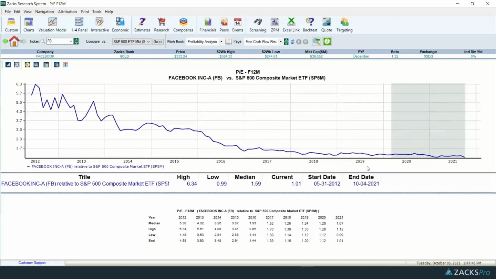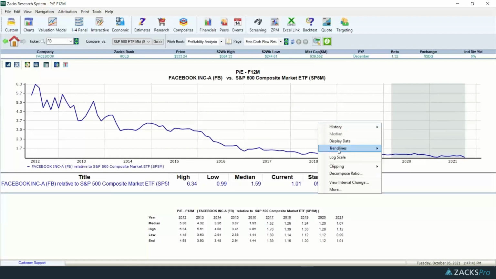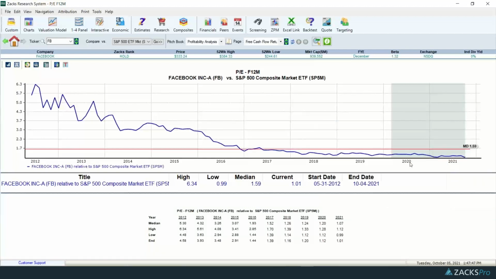I can show you what it looks like. I can just do a right mouse click and draw a trend line in here. I don't know why I didn't do that. Median. How's that? You can see 1.59.